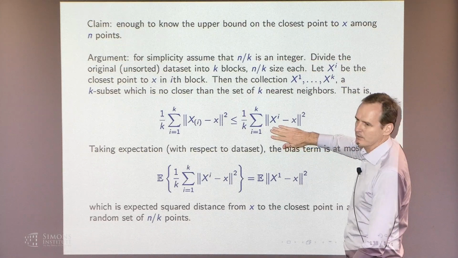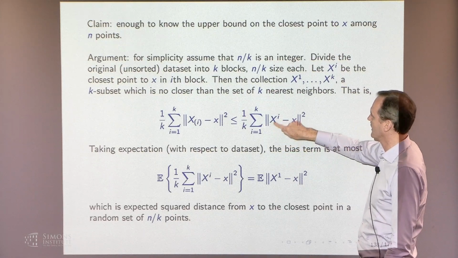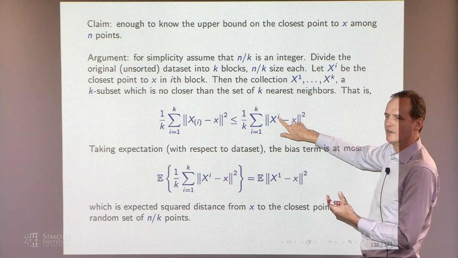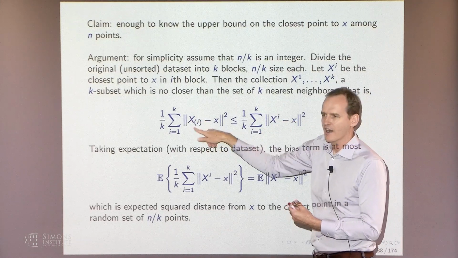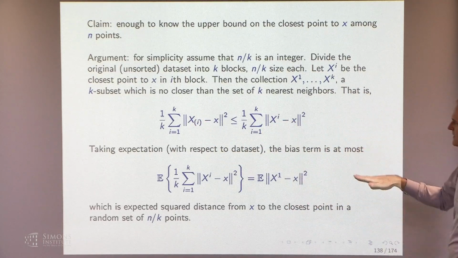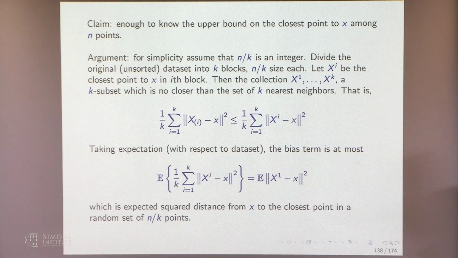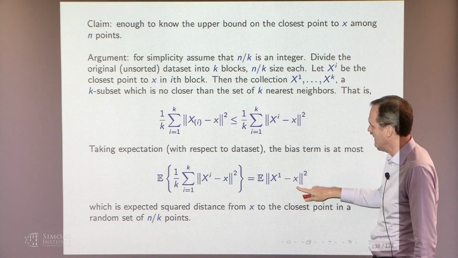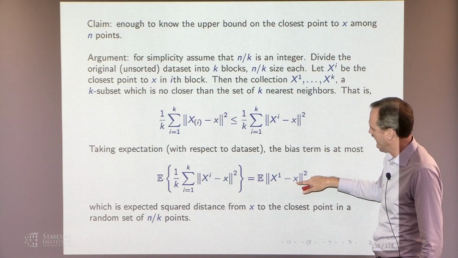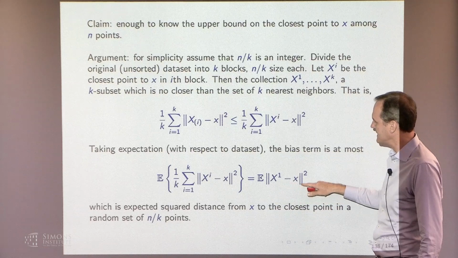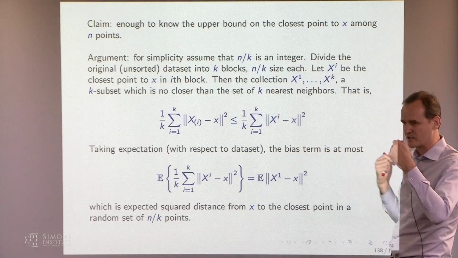And certainly this gives me an upper bound. If this is the closest one in the ith bin, I'm not going to be as close as the ith closest. Fine, I'm giving something away. And then, just take an expectation. All we care about is, what is the expected squared distance to the closest point in a set of size n over k.